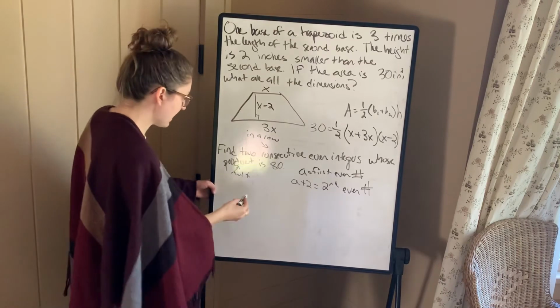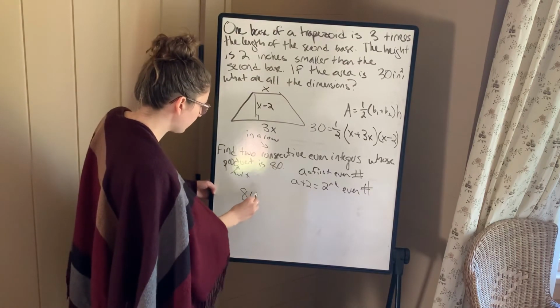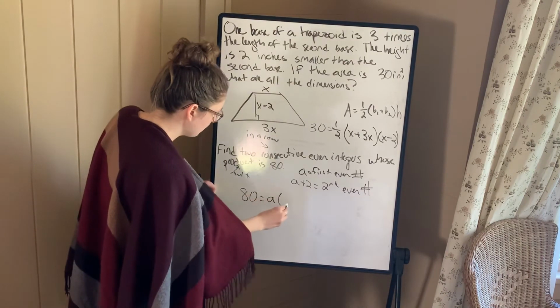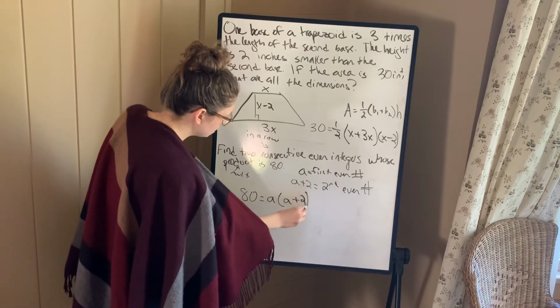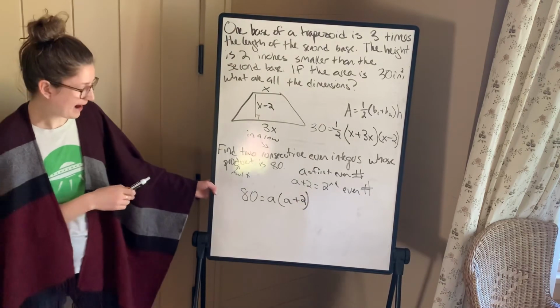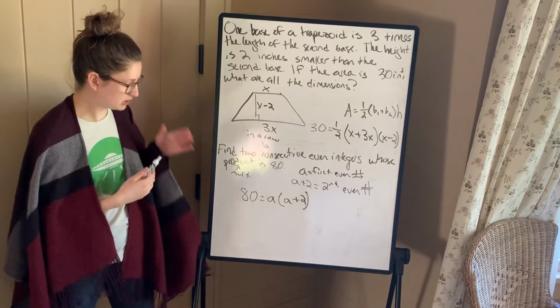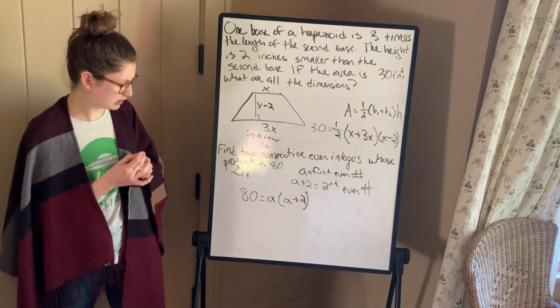Now it's pretty easy. We know the product is 80. We know we get the product by just multiplying them. So a times a plus 2 equals 80 is our original equation. And then we just need to move it around and solve it using factoring.